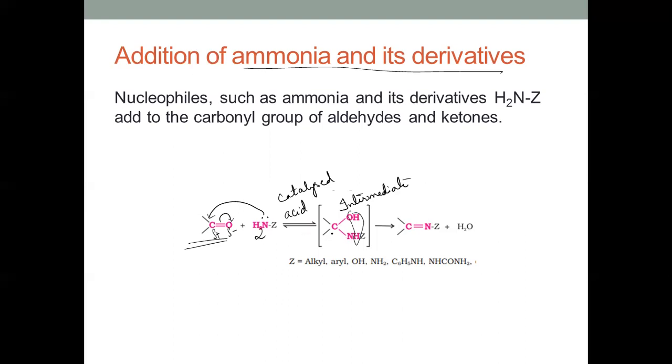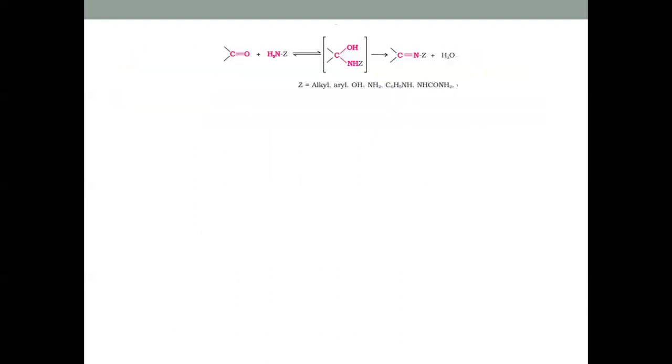We can see the equilibrium here, but it shifts towards the right side because the intermediate which is being formed readily loses a water molecule, resulting in the product formation. So let's look at a few of these, how these are added and how the water molecule is eliminated: the addition-elimination reaction.